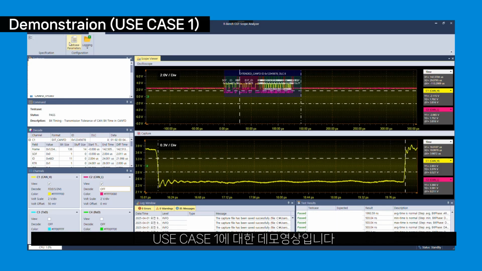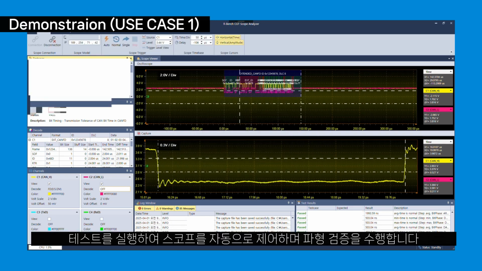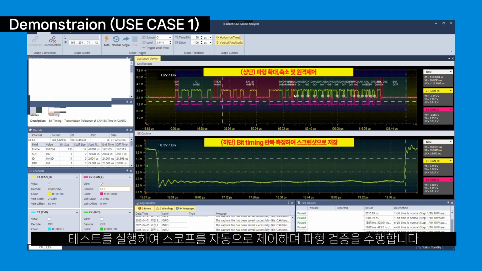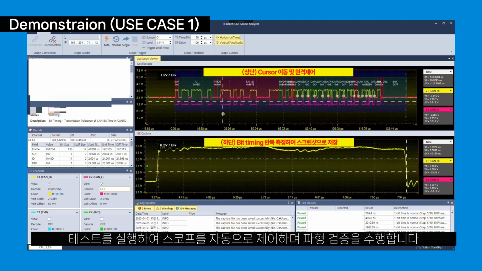Here you can see a demo video for use case 1. For each test, the engineer enters the required limits from the specification, then starts the test so that the ScopeAnalyzer automatically controls the oscilloscope and performs waveform verification.